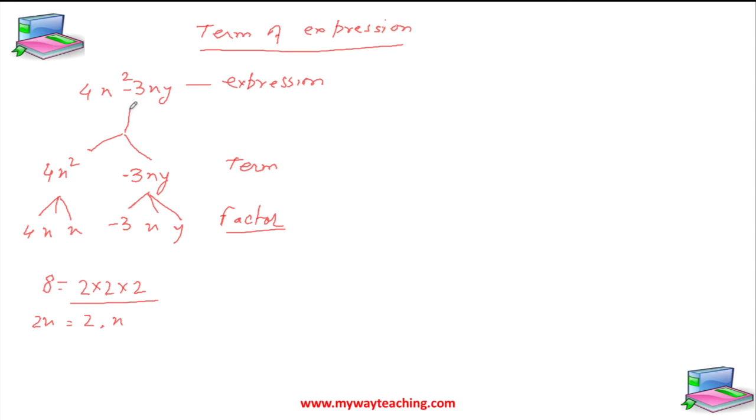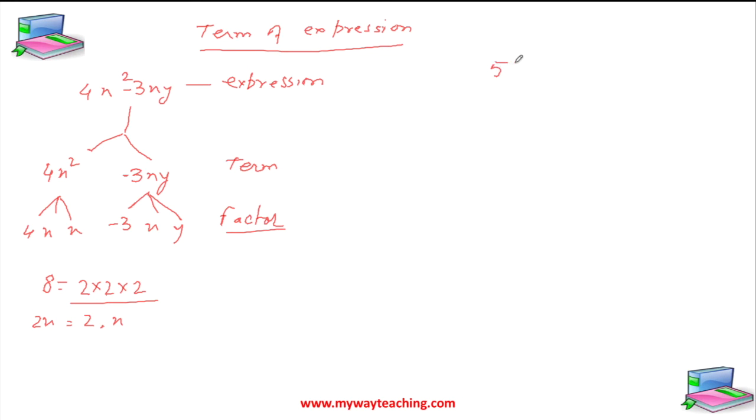So our expression is 4x square minus 3xy. This is the expression. Now what are the terms? 4x square and minus 3xy, because we consider that it's always positive, so we take this value as negative, so minus 3xy. And then what are the factors of this 4x square? 4x and x.